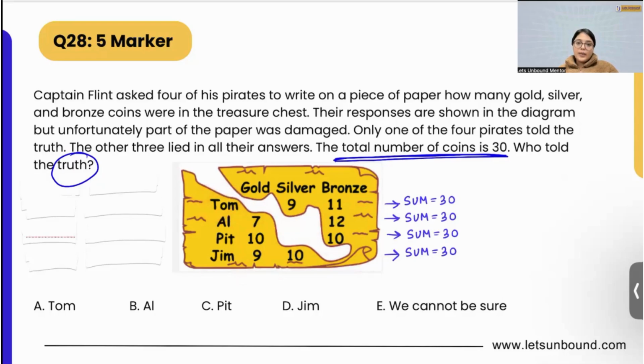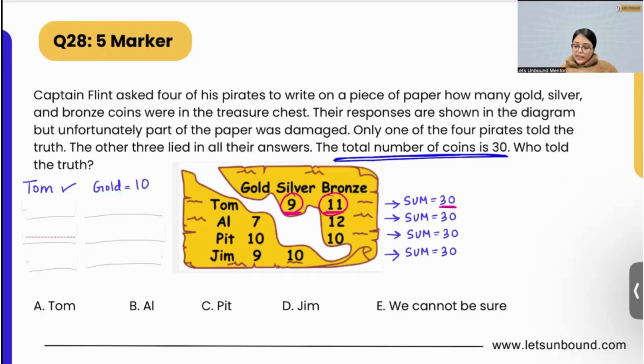Let's assume Tom is speaking the truth. If Tom is telling the truth, then silver is 9 and bronze is 11, and the total is 30. So how much will be gold? 30 minus 9 and 11. So that means gold will be 10 according to Tom.